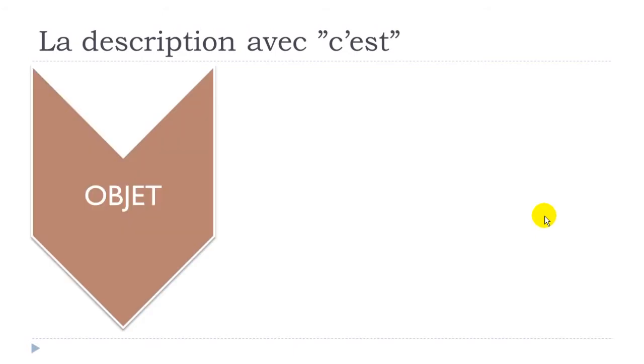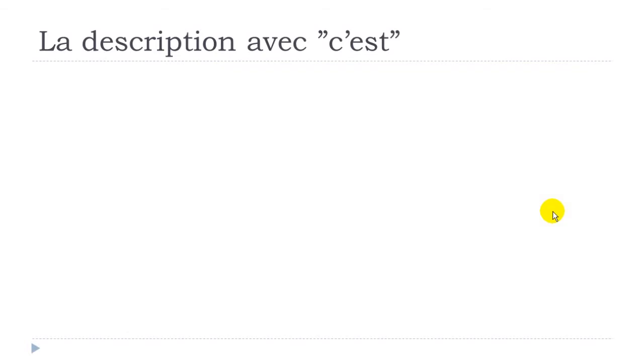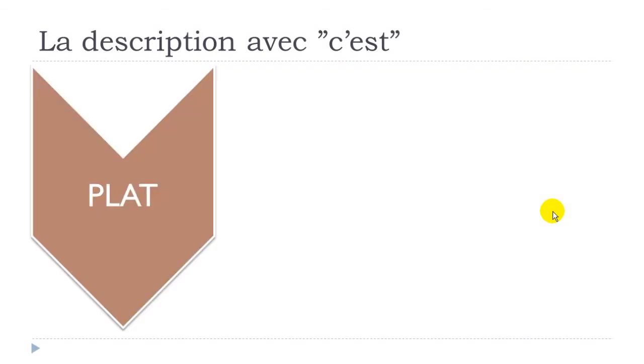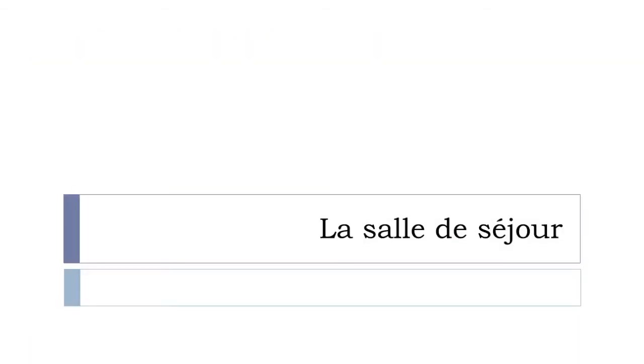An object? Ce n'est pas cher. Ce n'est pas utile. Ce n'est pas beau. Ce n'est pas adapté. And then a dish? Ce n'est pas très bon. Ce n'est pas bon marché. Ce n'est pas salé. Ce n'est pas délicieux.